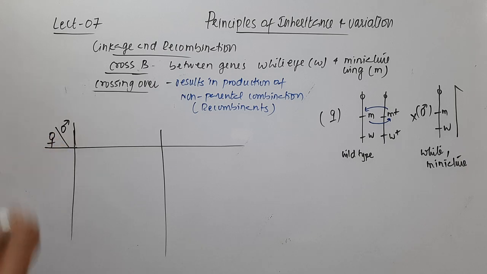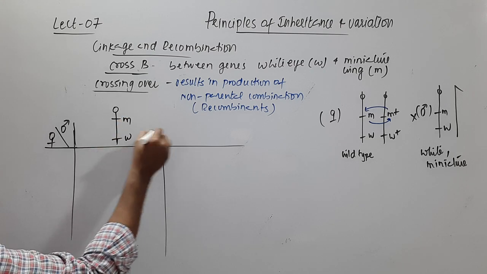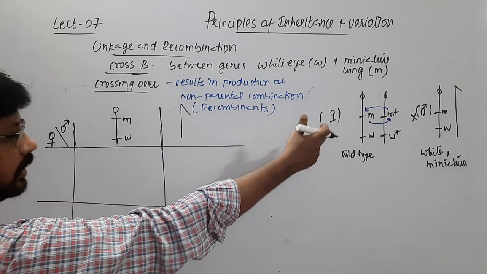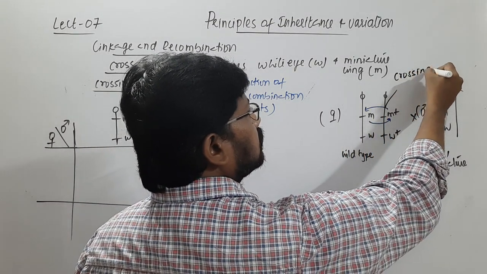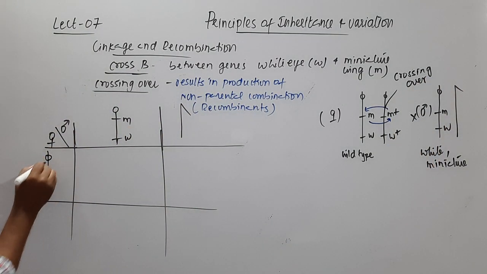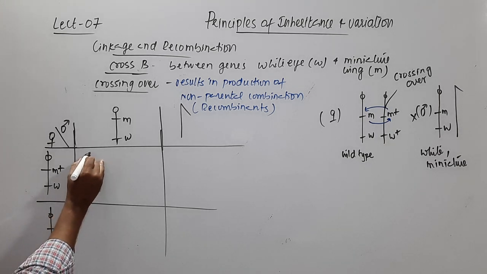Male gametes, female gametes. So I'm going to take M W, and this is the Y chromosome. And here, as I mentioned, crossing over has taken place. So we get M plus W, and in another case we get M W plus. So these are the gametes.